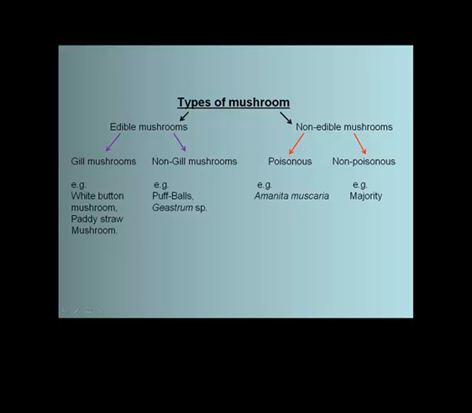Types of mushrooms: edible mushrooms and non-edible mushrooms. Edible mushrooms are of 2 types, gill mushrooms and non-gill mushrooms. Gill mushroom examples: white button mushroom, paddy straw mushroom. Examples of non-gill mushrooms are puffballs and Geastrum. Non-edible mushrooms are of 2 types, poisonous and non-poisonous. Poisonous mushroom example: Amanita muscaria. Majority of the non-edible mushrooms are non-poisonous.